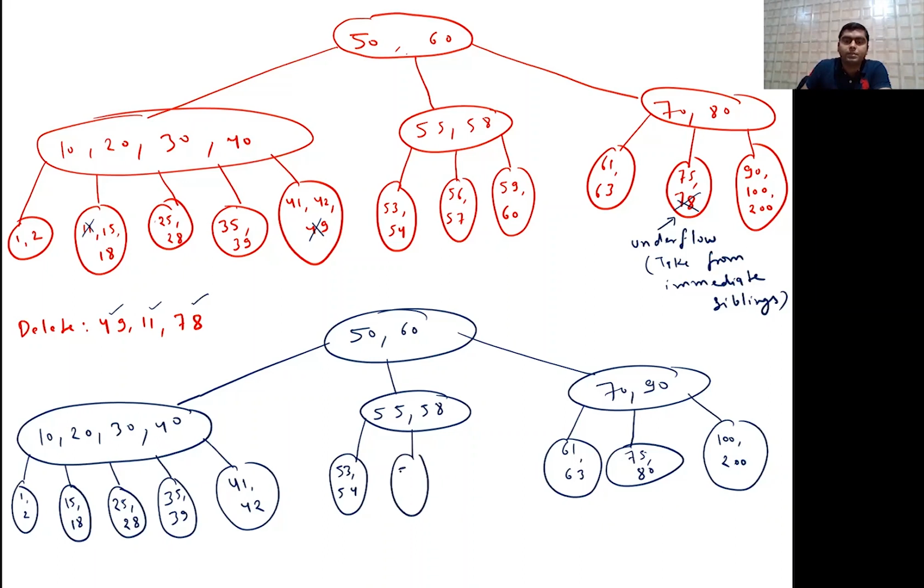So this is 56 and 57. Okay, so this is the case. And right of 58 is what? 59 and what? 60. So this, okay, so now this is our resulting tree.